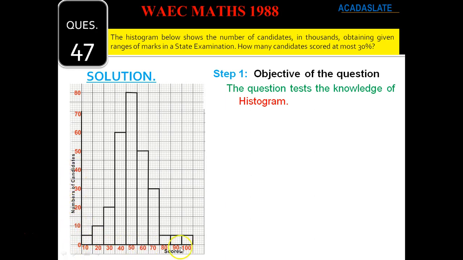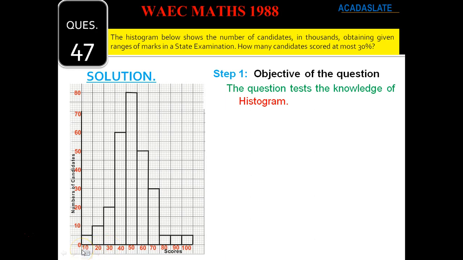While the horizontal axis represents the scores, you see those that score 10, 20, 30, 40, 50, 60, 70, 80, 90, and 100. But the question says we should find how many candidates scored at most 30%. And that means those that scored 10, 20, and 30%.